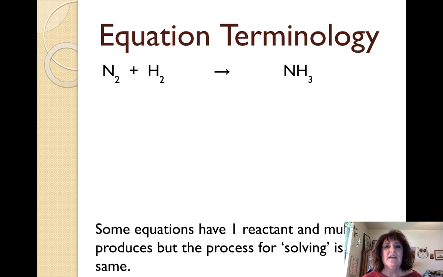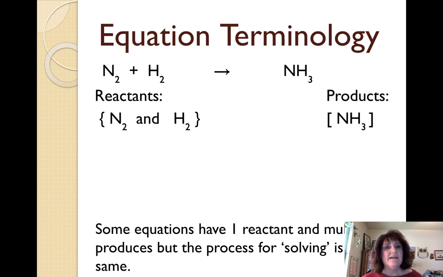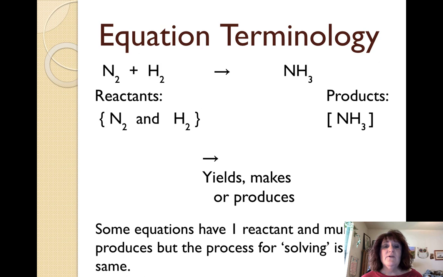You're going to be given an equation that looks kind of like this. The left-hand side of the arrow are known as the reactants. The right-hand side of the arrow, anything that's over there, are the products. So in this equation, the reactants are nitrogen and hydrogen, N2 and H2, and the product is NH3, which you should be familiar with as ammonia. The arrow means yields, makes, or produces.